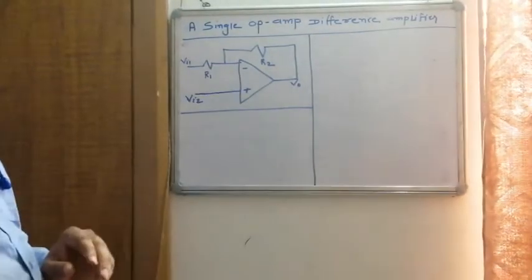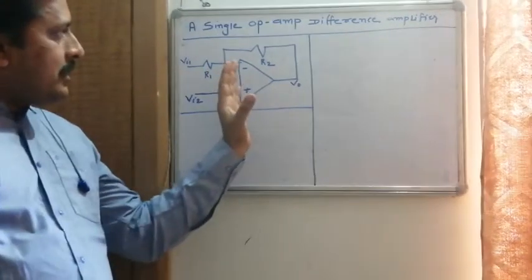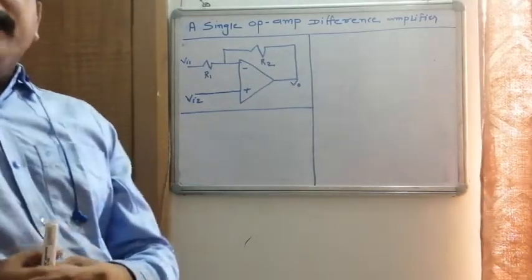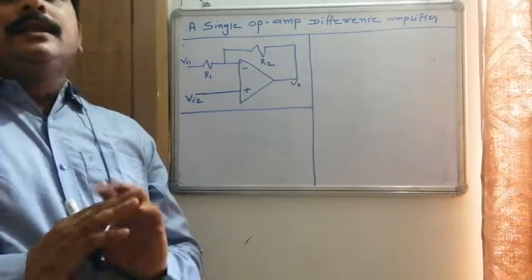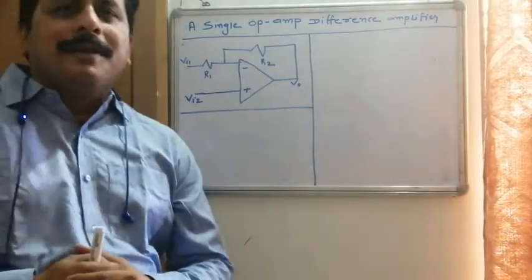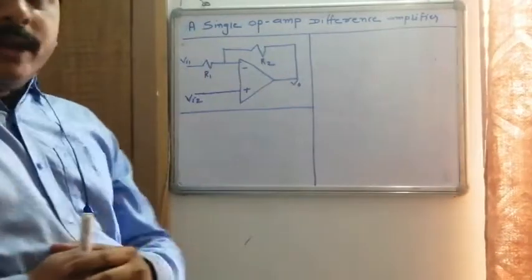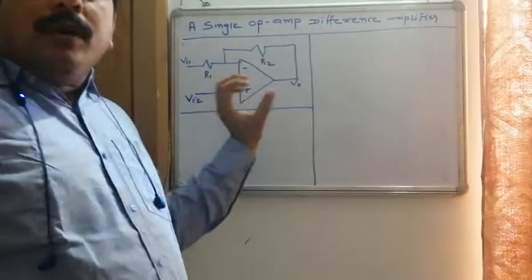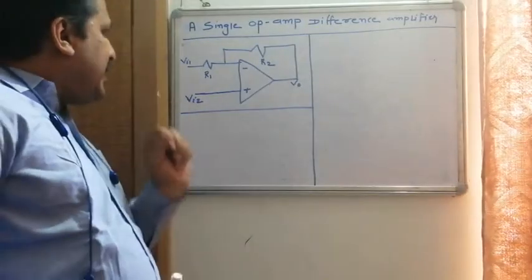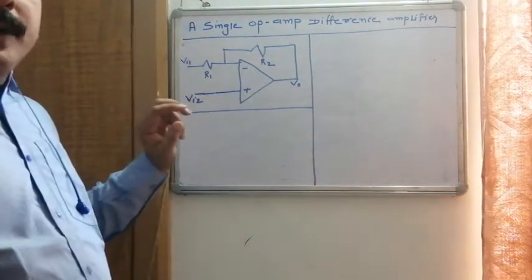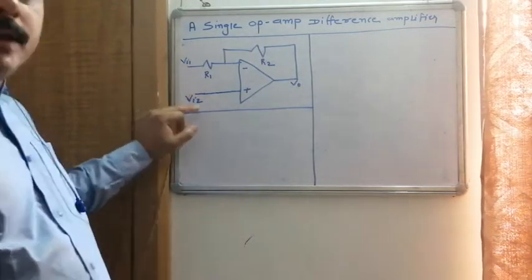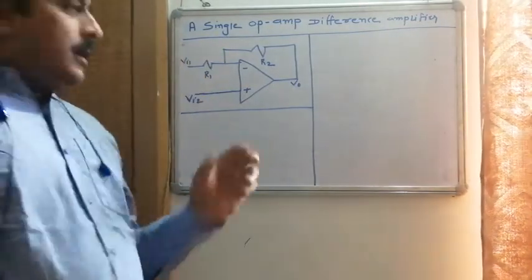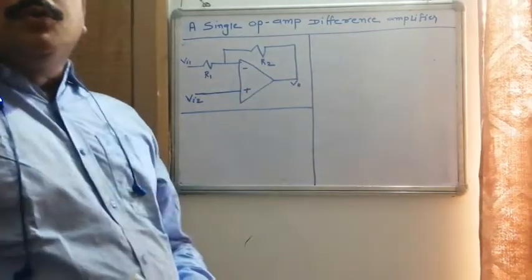So, look at this picture. If I ask whether this circuit will work as a difference amplifier, the answer is no. It will not work as a difference amplifier. Why? Because if I analyze this circuit, I see that we have applied input at both terminals, inverting as well as non-inverting. So for solving this circuit, we have to use the superposition theorem.